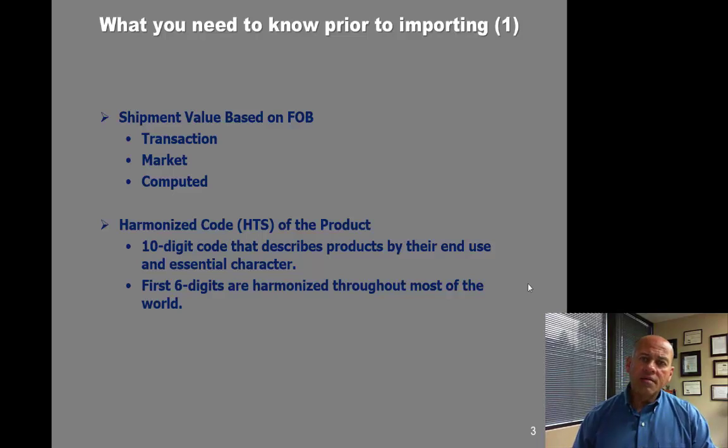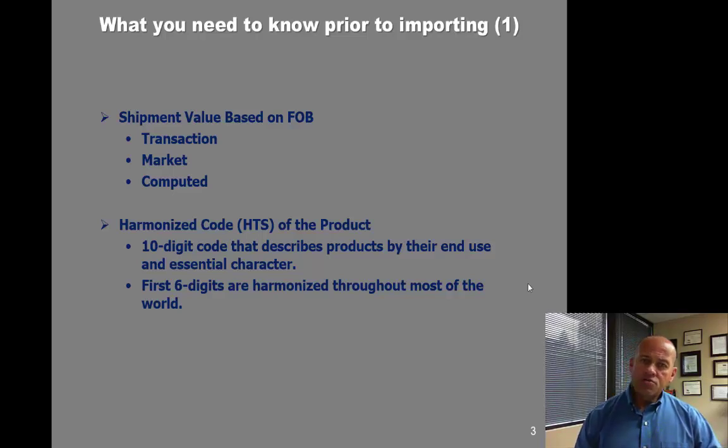Another critical item of importing in the United States is the harmonized code. Now, the harmonized code is a 6-digit code that describes products, all kinds of products. And upwards of 200 different countries use the harmonized code as their system to describe products, as well as duties and taxes that go with those product descriptions.